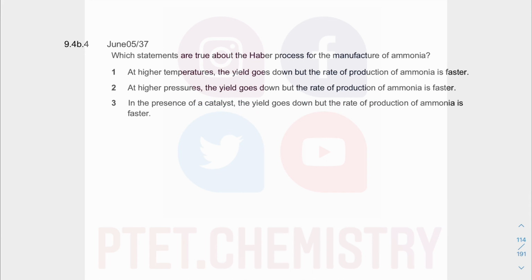In the next question, it's asking which statements are true about the Haber process to manufacture ammonia. We know the Haber process is N2 plus H2 giving you NH3. That is a gas, and a gas. So to balance the equation, I will need 2 NH3 and I will need 3 H2.